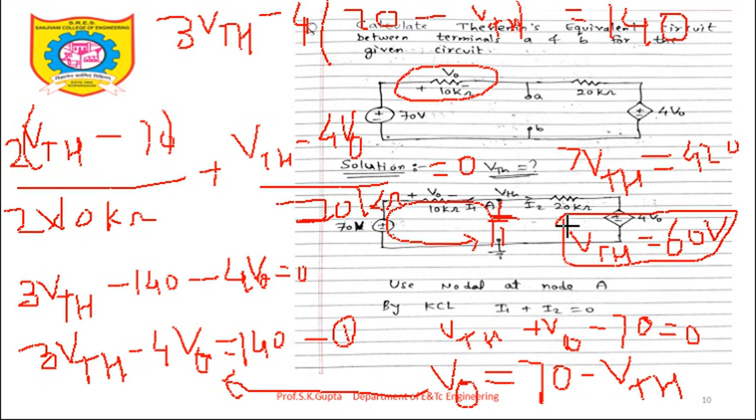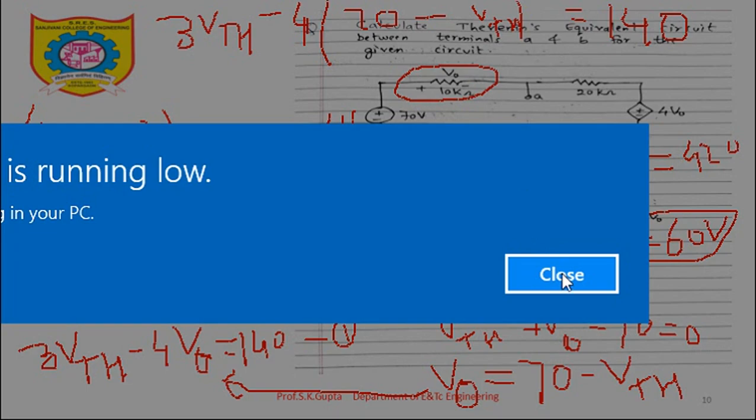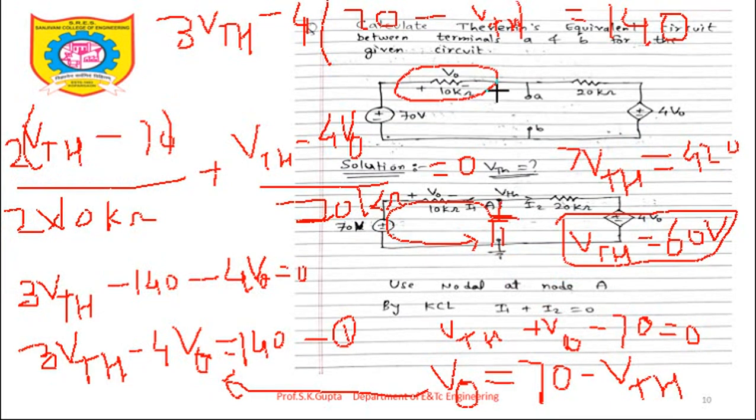So once again I will repeat my procedure. First of all I have considered VTH voltage here, then I have applied one nodal equation, then I have applied one KVL equation and get the value of VTH as 60 volt. So next I have to determine the value of RTH.